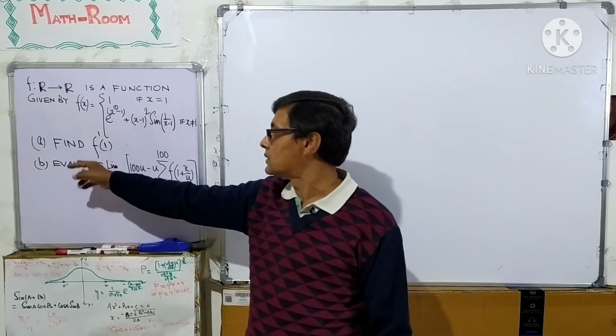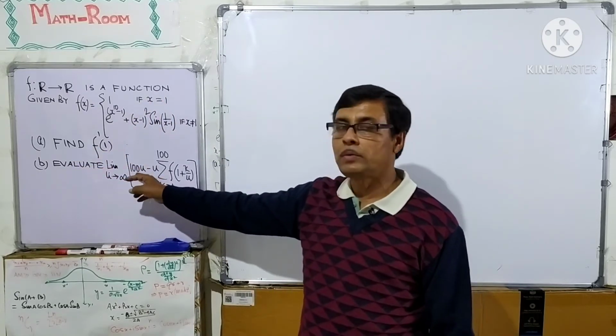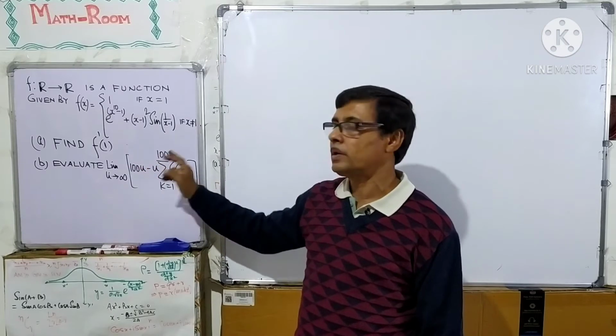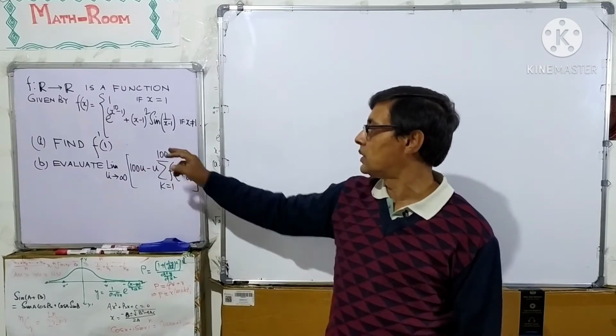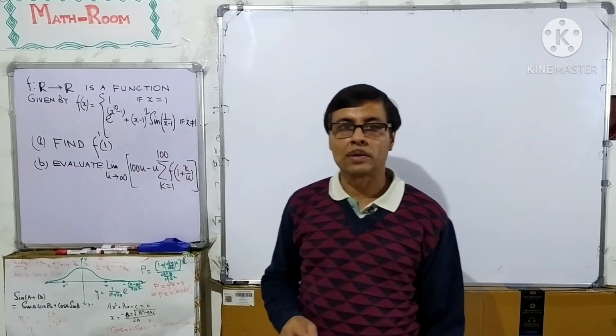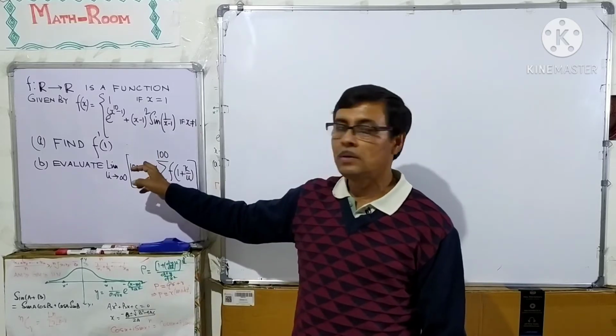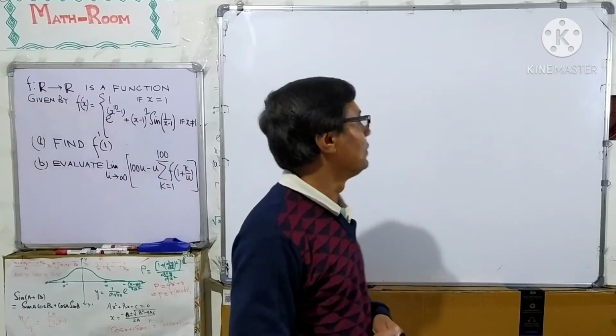The second part is to evaluate the limit as u tends to infinity of 100u minus u times the summation from k equal to 1 to 100 of f of 1 plus k over u. We have to determine this limit.